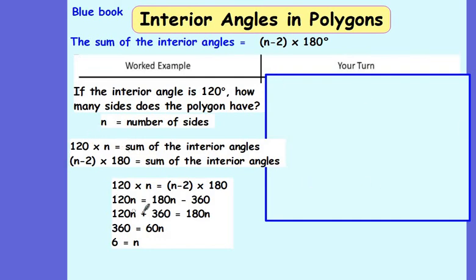I then put these together. I said that 120 times n has got to be equal to n minus 2 times 180 because the sum of the interior angles is equal to the sum of the interior angles. I expanded that bracket. I said that 120n is equal to 180n, take away 360, as 2 times 180 gives me 360. My next step was to get rid of that negative 360 by adding 360 to both sides.